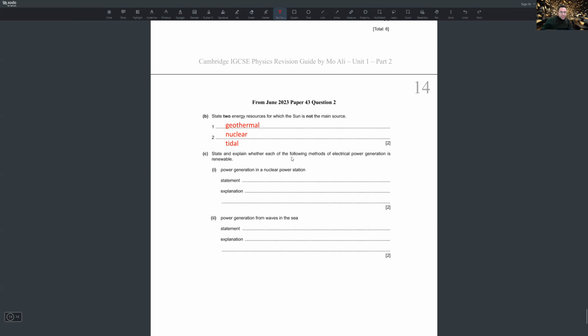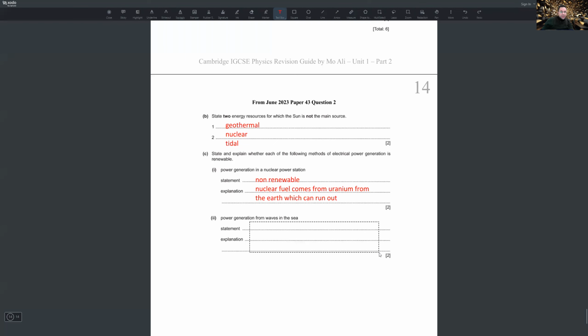State and explain whether each of the following methods is renewable or not. Power generation in a nuclear power station. We say it is non-renewable. Why? Because nuclear fuel comes from uranium from the earth which can run out.